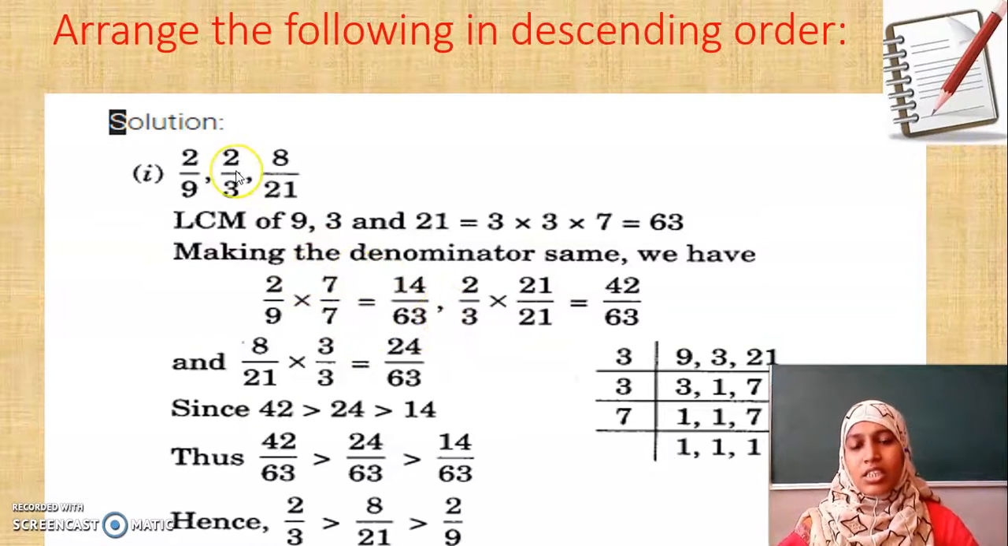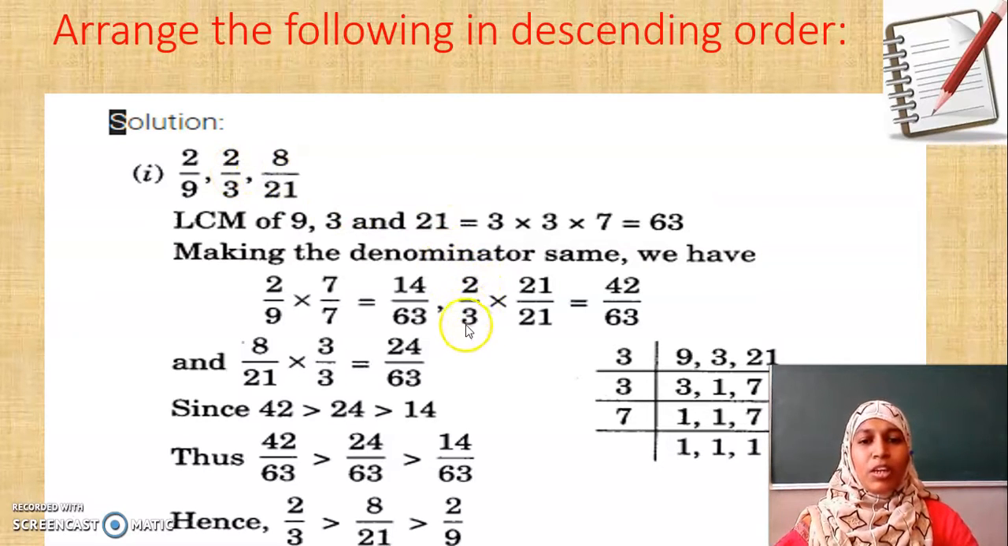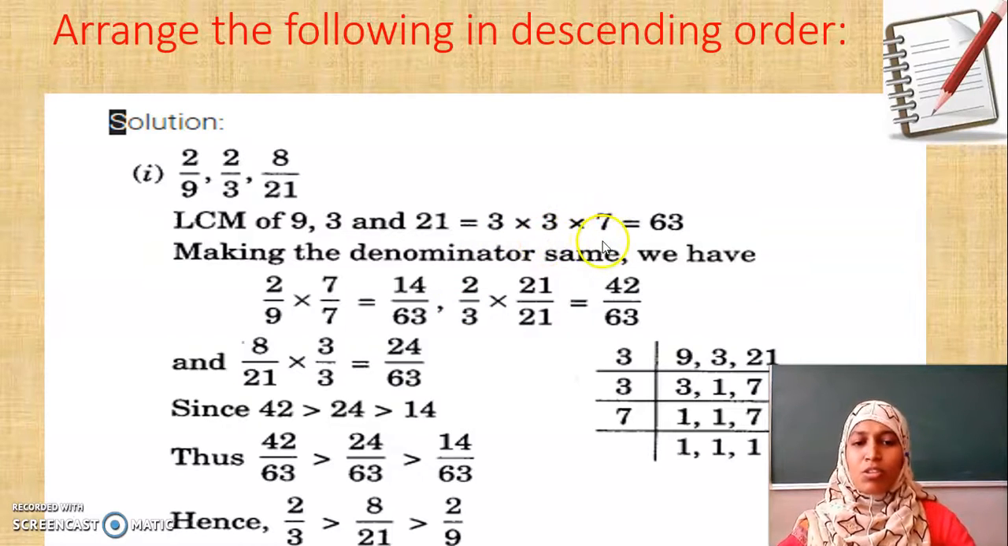Now let us take the next fraction 2 by 3. What is the denominator here? 3. Now in the LCM, leave out this 3 alone. Remaining, what is there? 3 and 7. 7 3s are 21. So I have to multiply and divide by 21 both in the numerator and denominator. So I get 42 by 63.